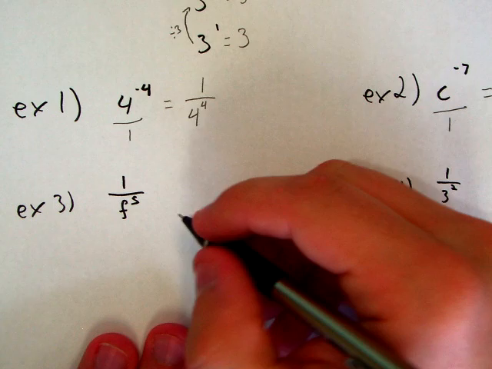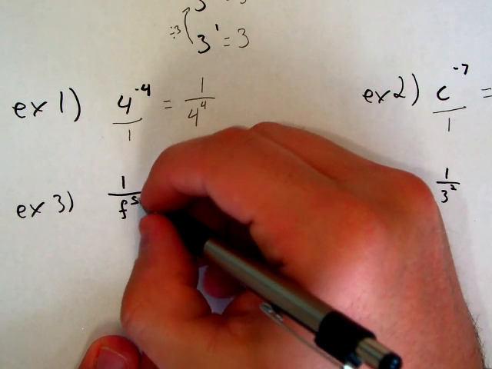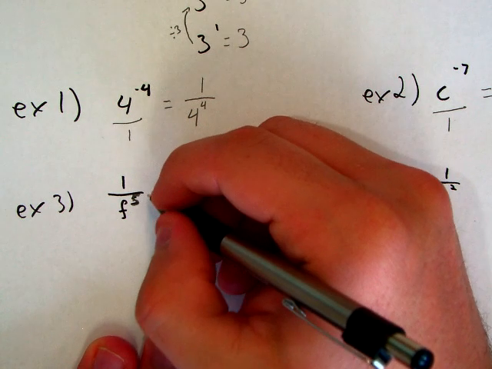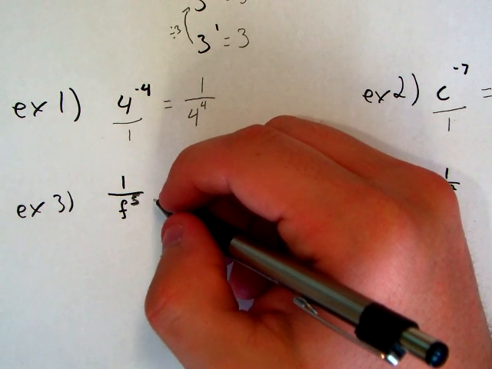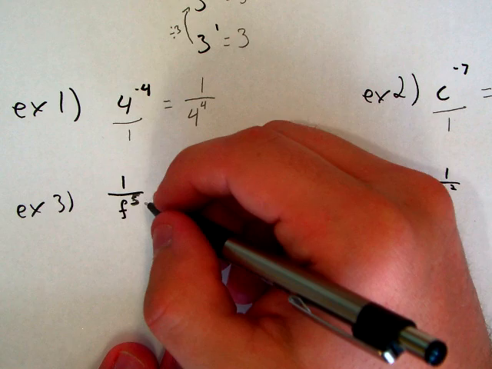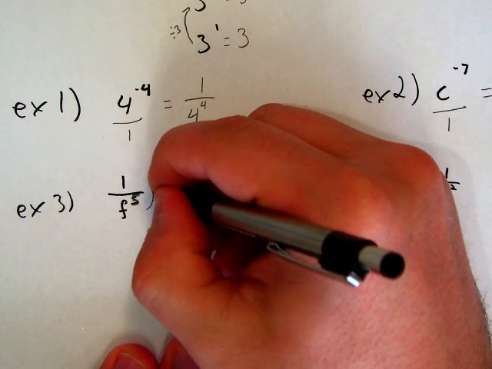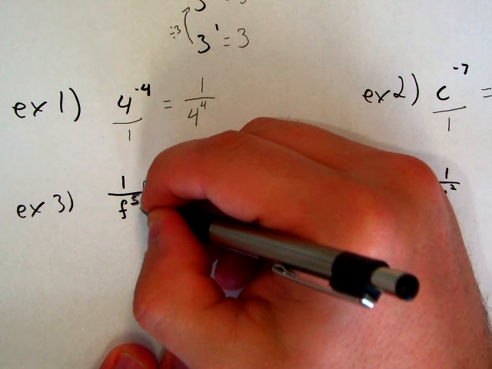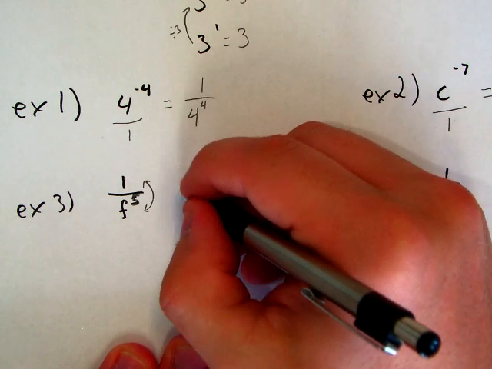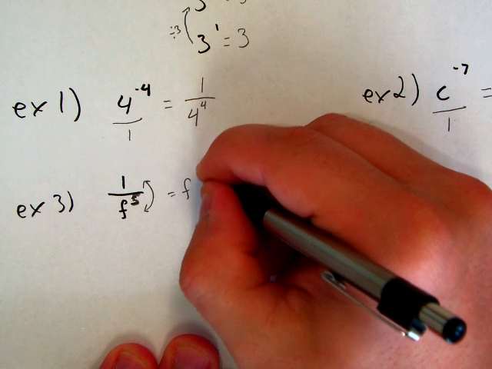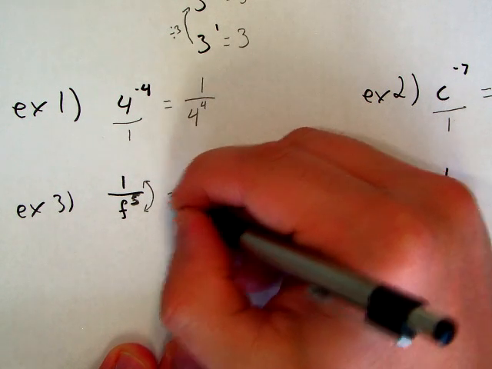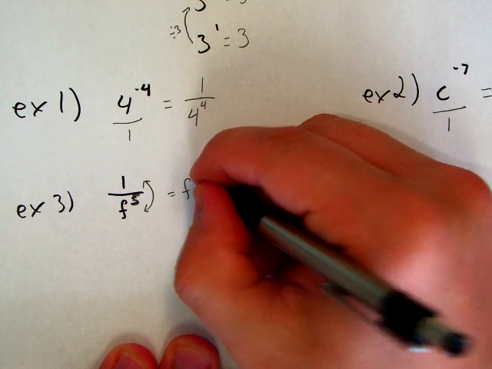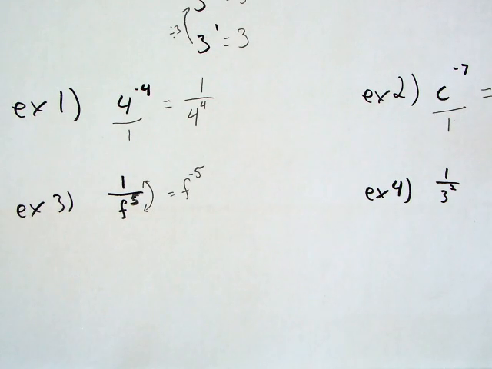Now, what happens if I have a positive exponent already? So I have f to the fifth in the denominator. If I wanted to rewrite this with negative exponents, I have to work backwards. So again, these two flip positions. So now I have f to the fifth in the numerator. But because I flipped it from the denominator to the numerator, my exponent now becomes negative.